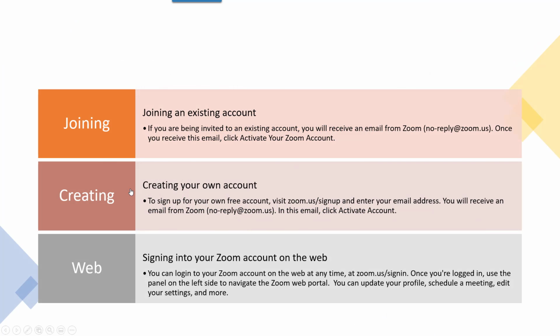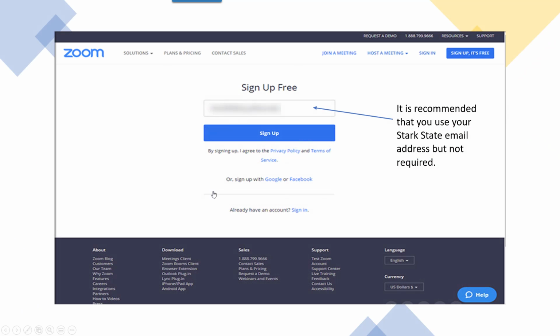The second way that you can create an account is by creating your own personal and free account. To do that, you could select zoom.us/signup, or from the Zoom software that you downloaded, click Sign Up. Once you do that, you're going to be on a Sign Up Free screen where you would enter an email. It's recommended that you use your Stark State email, but it's not required.